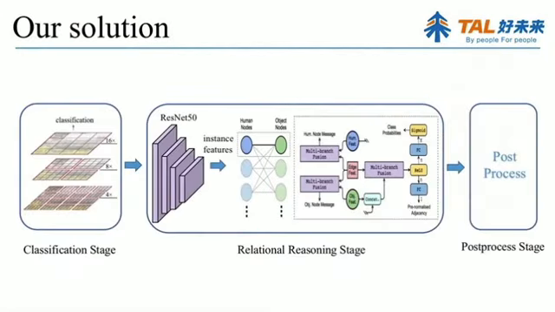Our solution is divided into 3 stages. The first stage is the classification stage, which predicts the category of the object. The model we choose is Swin Transformer. The second stage is the relational reasoning stage, which infers the relationships between people and objects. The model we choose is ICG. And the third stage is the post-process stage. Next, we will introduce these 3 stages in detail.